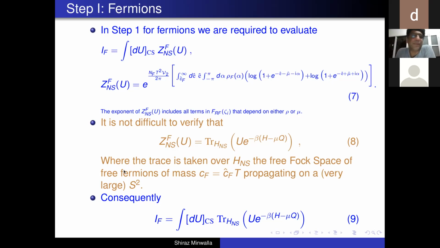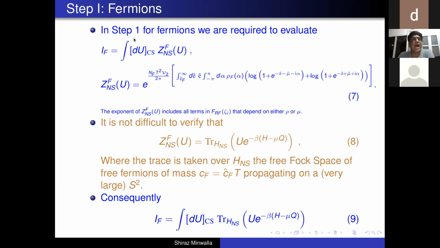Okay, and propagating on a large S2. So this quantity, the quantity over which we have to do the integral over U in order to obtain IF, has a very simple interpretation. It's the trace over a free Fock space twisted by the holonomy U. Okay, and then we have to do the integral over U.